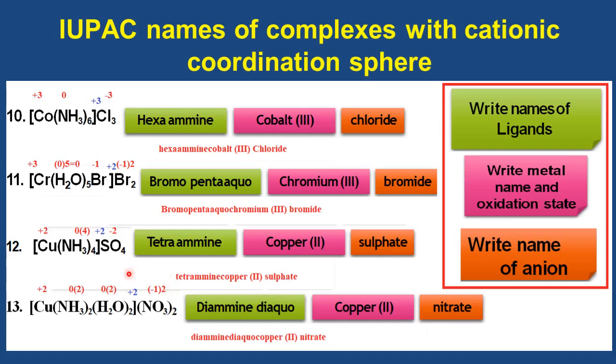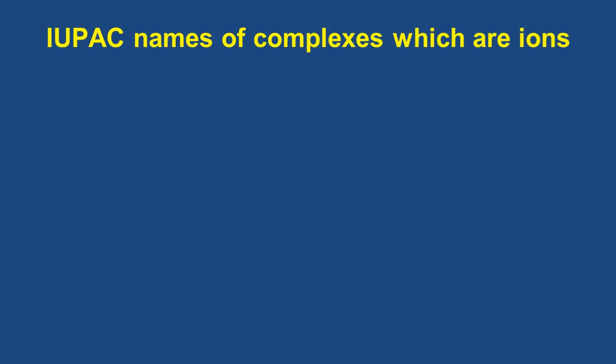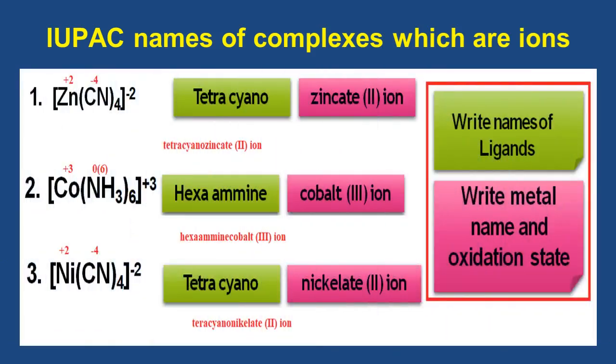Now students, let us practice some complexes which are ions. This is the first example in which you can see we are having cyanide as ligands. How many? 4. 4 into -1 will give -4, and as the charge is -2, so zinc must be in +2 oxidation state. -4 and +2 gives -2. So the name is tetracyano, as we have to name the ligands first, after that the metal atom, and then the oxidation state. As it is an ion, so we are going to write ion at the end. So the name is tetracyano zincate.